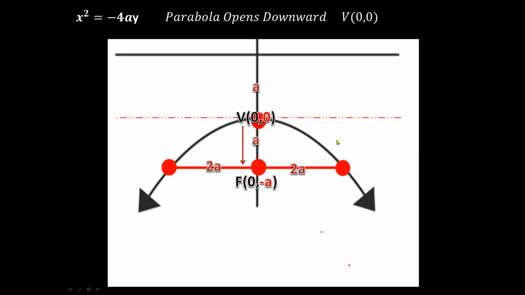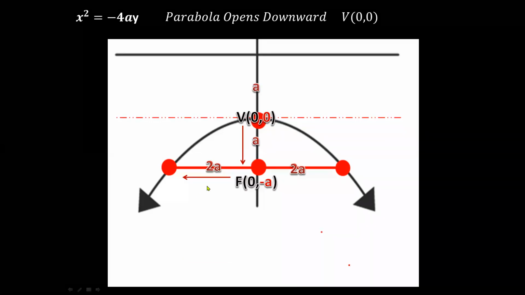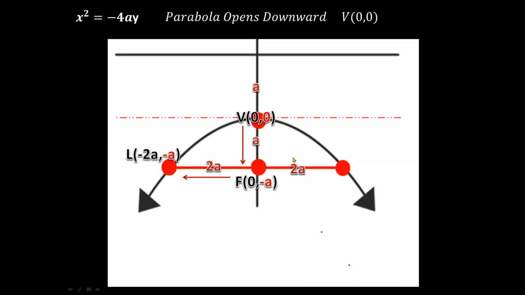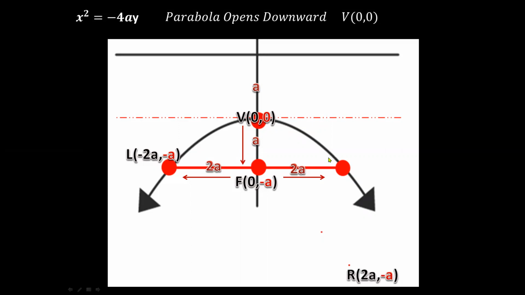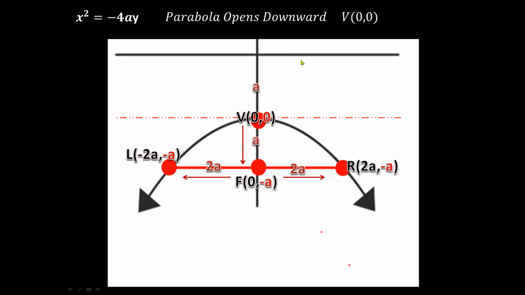Okay, continue. How about yung endpoints sa left? Anong mga coordinate? Negative 2A and negative A. Very good. How about to the right? 2A and negative A. Very good. How about the directrix? Y is equal to? 0 plus A. Very good.